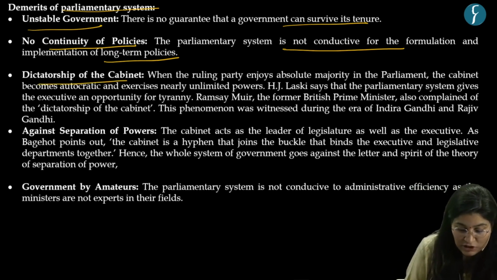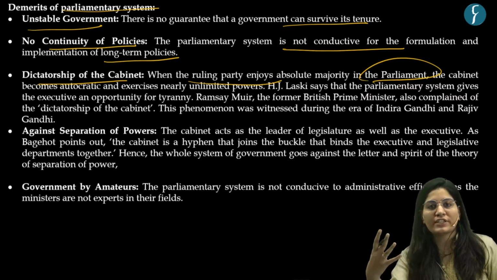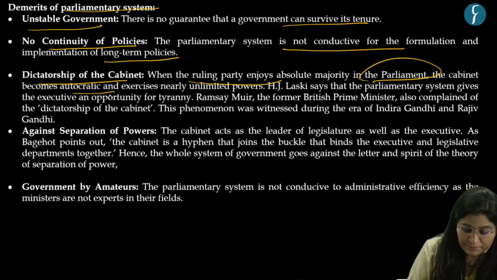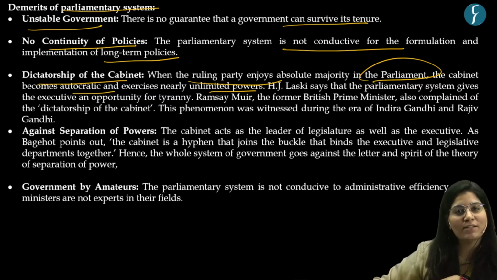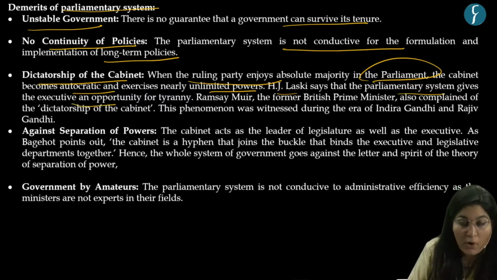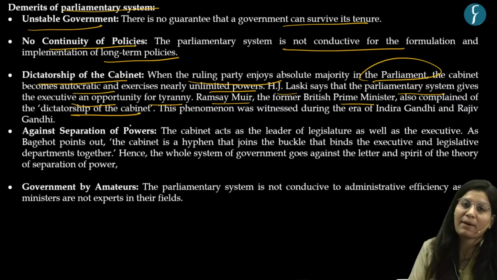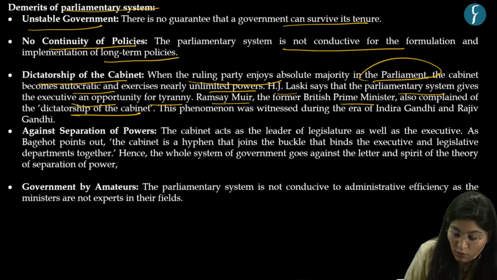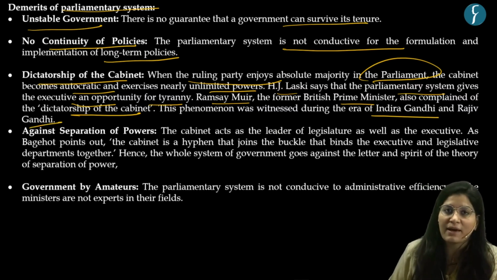Then third is dictatorship of the cabinet. How? See, the ruling party enjoys absolute majority in the parliament. Now if any party enjoys absolute majority in the parliament, definitely the cabinet will become autocratic, and they exercise nearly unlimited power. That is why it is said dictatorship of the cabinet. And that is why H.J. Laski said that the parliamentary system gives the executive an opportunity for tyranny. And similarly, Ramsay Muir, and the former British Prime Minister Ramsay MacDonald also complained of the dictatorship of the cabinet. This is that much of an issue. And this phenomenon was witnessed during the era of Indira Gandhi and Rajiv Gandhi. Got it? So, dictatorship of the cabinet is the third demerit of the parliamentary form of government.